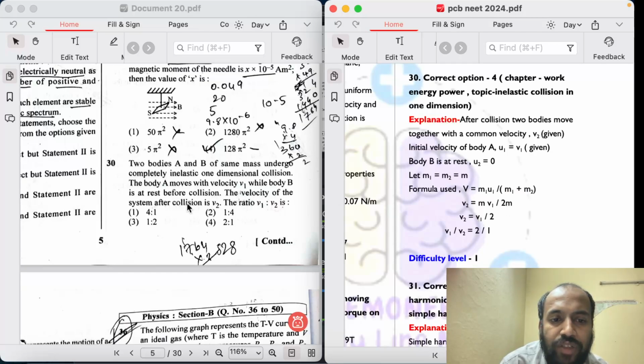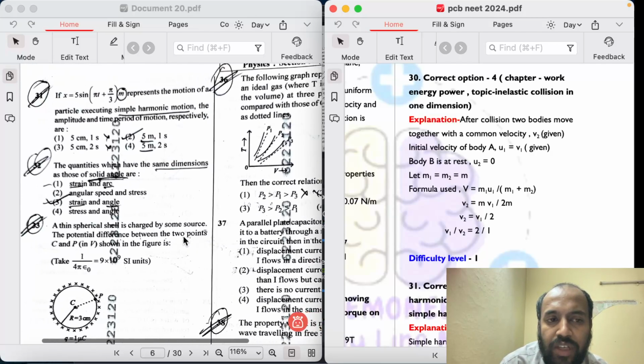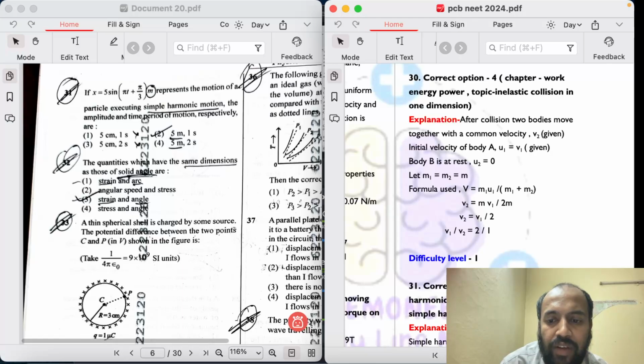It is said that the velocity after the collision is v2, so we can write v2 is equal to v1 by 2m times m. So m gets cancelled, v2 is equal to v1 by 2, so v1 by v2 is equal to 2 by 1, so the ratio is 2 is to 1. So the correct option is number 4, 2 is to 1. That was an easy question based on collision, so we have put it in difficulty level 1.